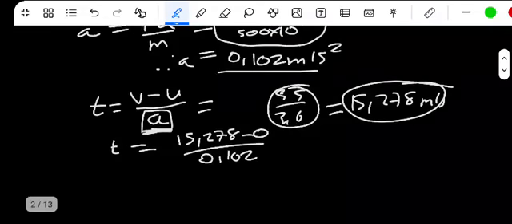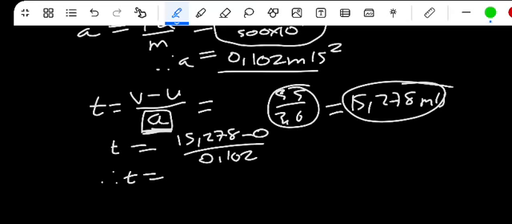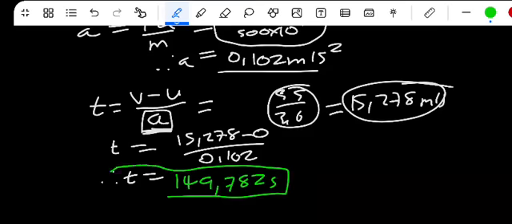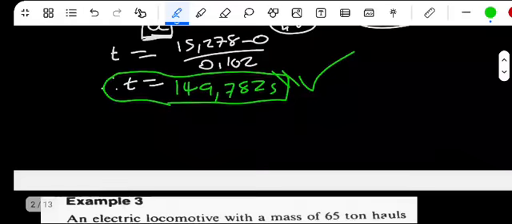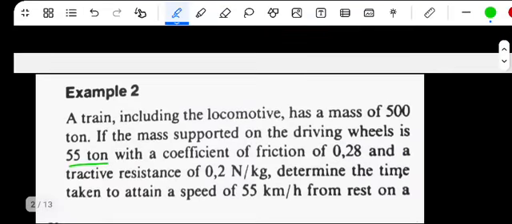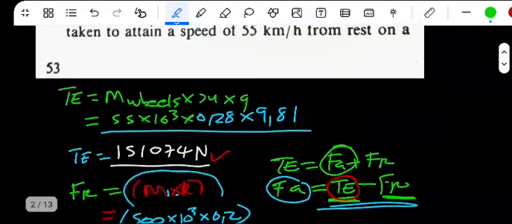Then therefore the time, you're going to get 149.782 seconds. That is our time. All right, we have this time now. Any question that we have? Okay. That is the data now.